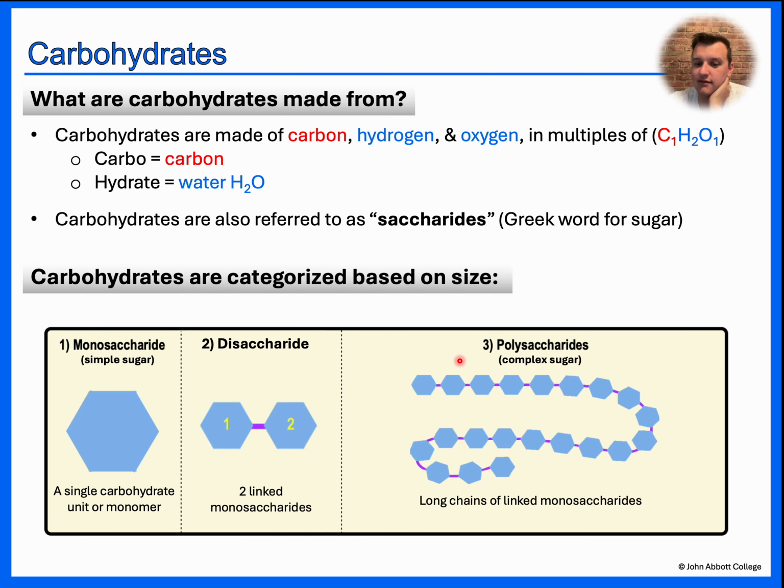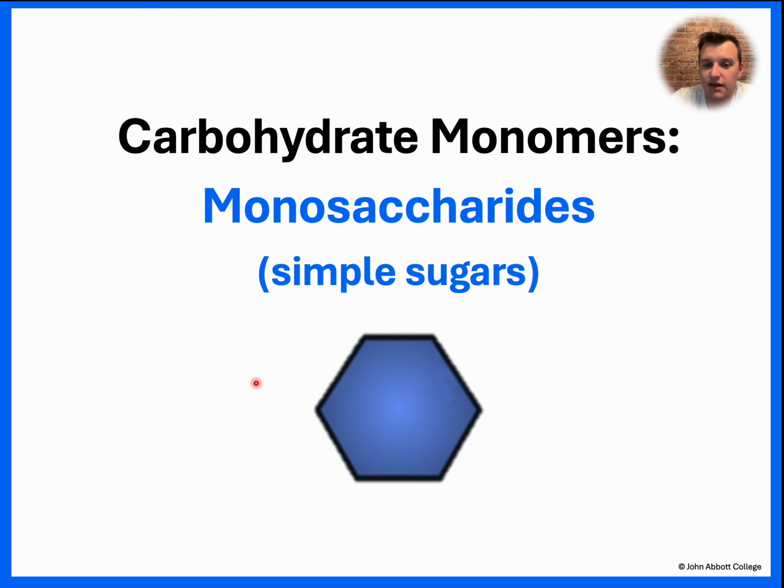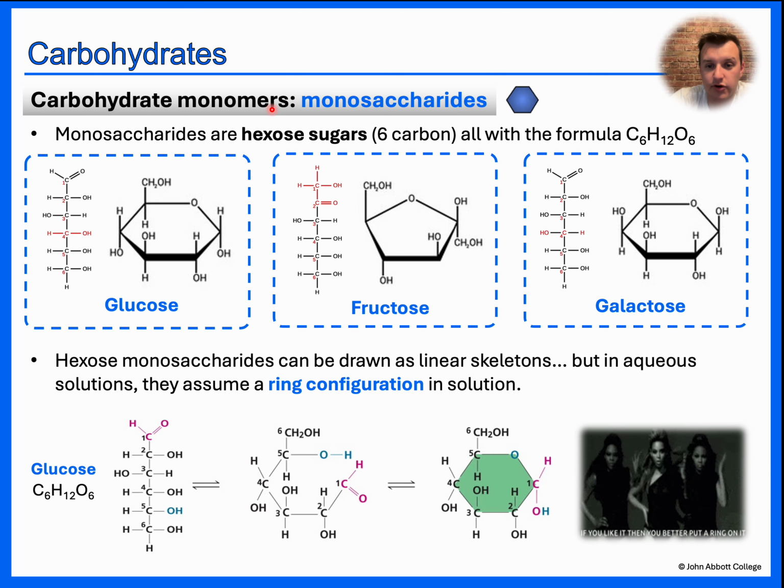And then anything, well, there's other terms, but bigger things, right, are called polysaccharides. They're complex sugars. Maybe you heard of complex sugars. These are many linked together monosaccharides, long chains of linked monosaccharides. These are called polysaccharides, right? So here's our monomer, here was our polymer, and here's a little in between. So let's start with carbohydrate monomers. This is the monosaccharide. This is the simple sugar, one hexagon, right?